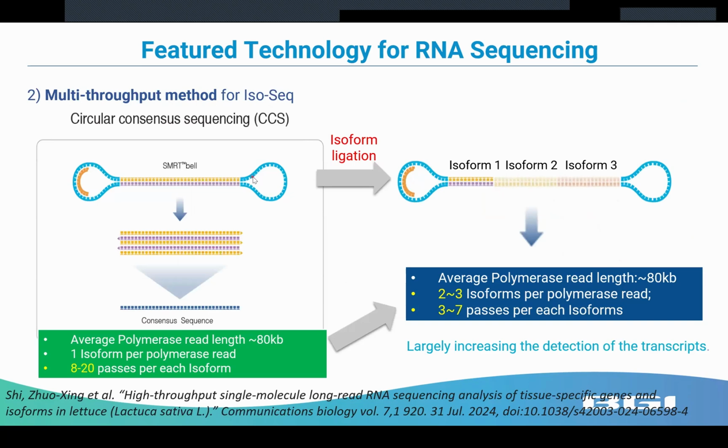The second technology is the multi-throughput ISO-seq. As we know, the cDNA length is somewhere between 1 to 10 kilobase, but normally 2 to 3 kilobase for most of the human samples. But the PacBio sequencing reads can be as long as 80 kilobase. So each cDNA fragment was sequenced round and round for several times. Now, BGI has developed the technology to link 2 to 3 cDNAs together, and then we can generate more useful data in one single PacBio well. So we can largely increase the detection of the transcripts. Actually, this technology was developed by BGI, and we have published the method in this article.